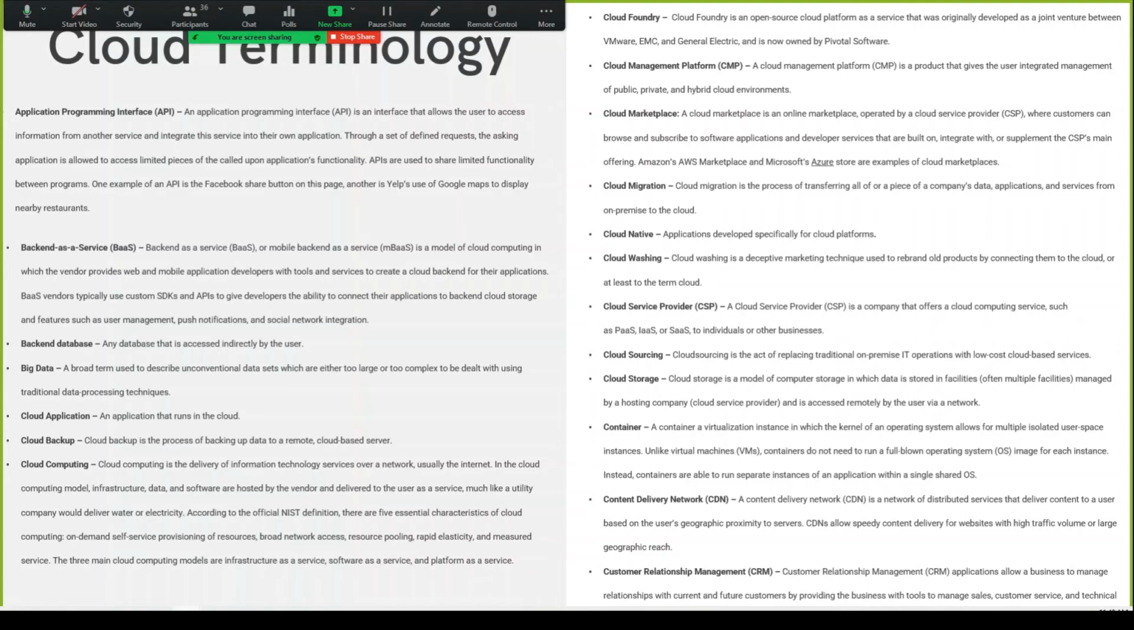CSP, we already talked about it. Cloud service provider. AWS, Azure, and GCP are the examples. And this PaaS, IaaS, SaaS, we already talked about it. Cloud sourcing. Cloud sourcing is the act of replacing traditional on-premise IT operations with low-cost cloud-based services. So it is very much interrelated with the cloud migration.